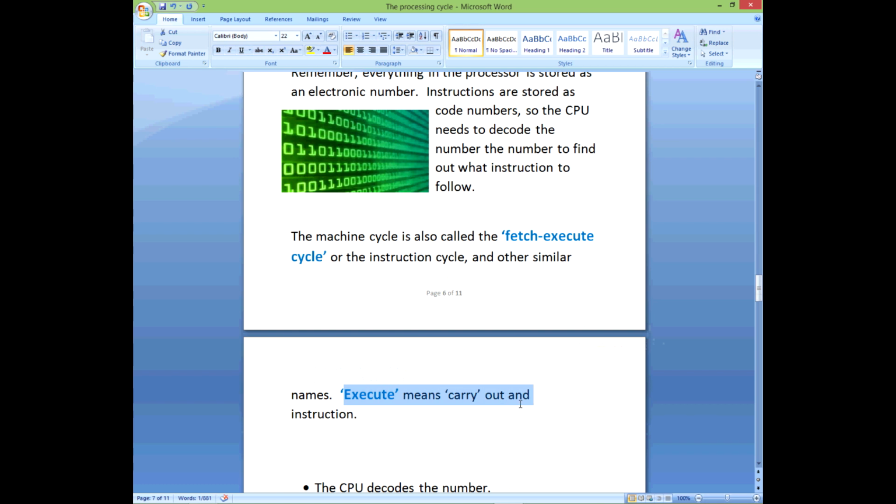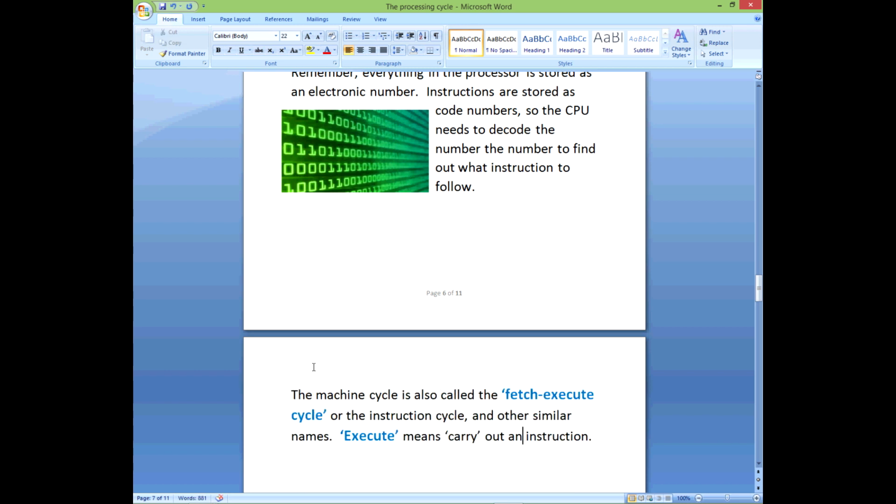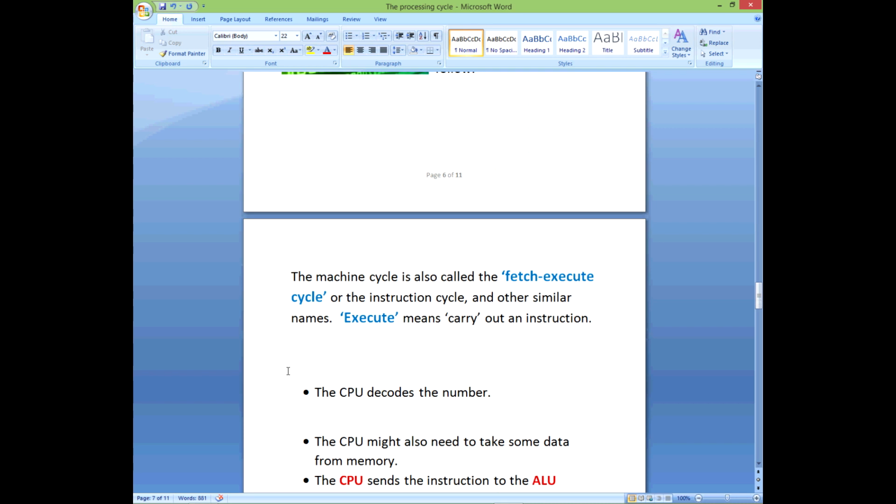Execute means to carry out an instruction. That's what execute means. So if on the test I ask you what does execute mean, you should be able to tell me to carry out an instruction.